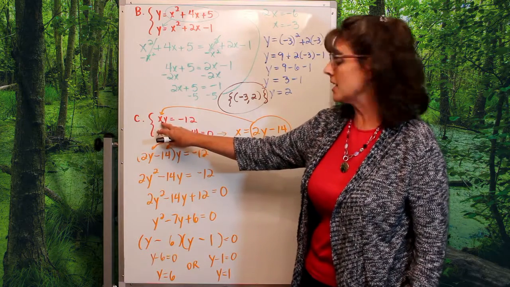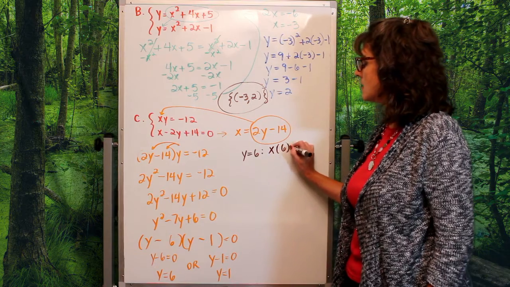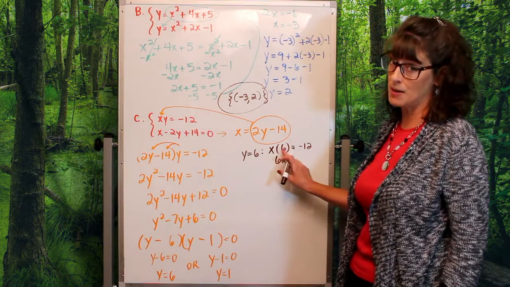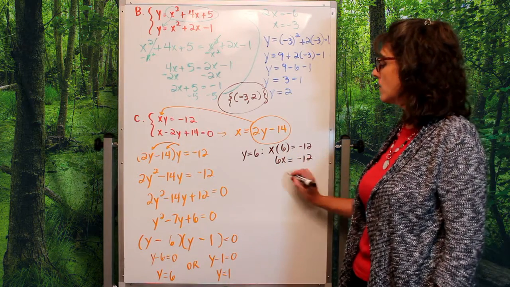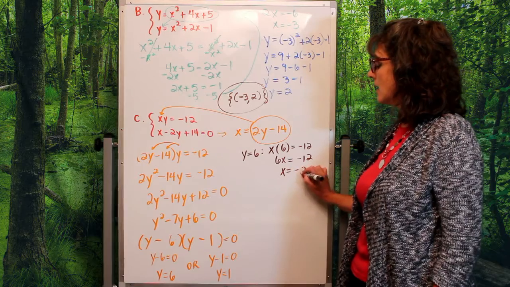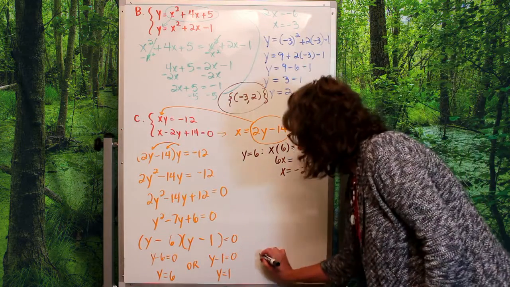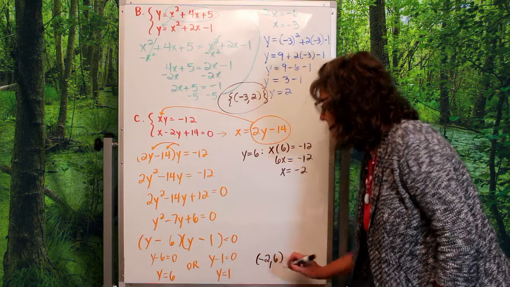Notice if I plug it in here, then what I have is y times 6 equals negative 12, which is basically x times 6 equals negative 12, which is basically 6x equals negative 12, and if I divide by 6, I get a negative 2. So that tells me that one of the points as my solution is negative 2 comma 6.